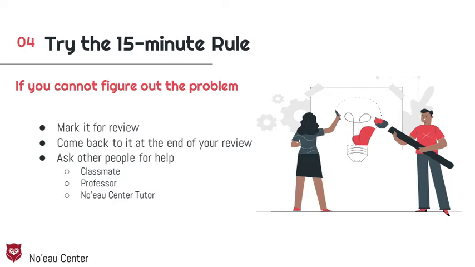After review, if the problem is still causing you trouble, discuss it with another person. This person can be a classmate, professor, or a Noyal Center tutor who can offer another perspective on how to solve the problem.